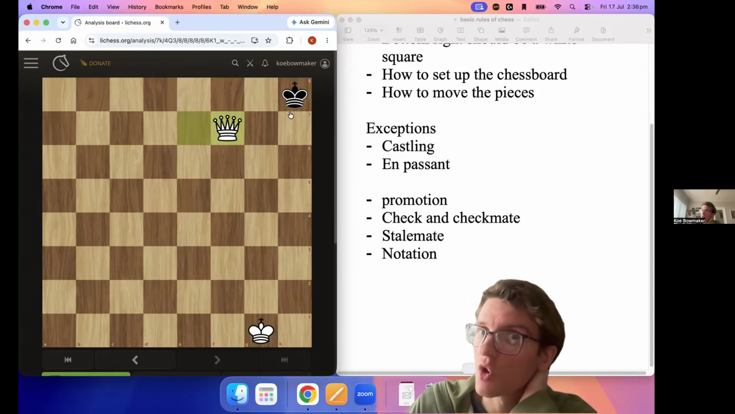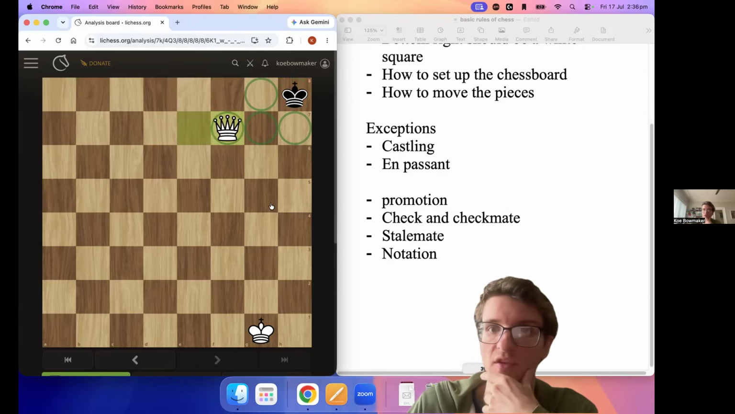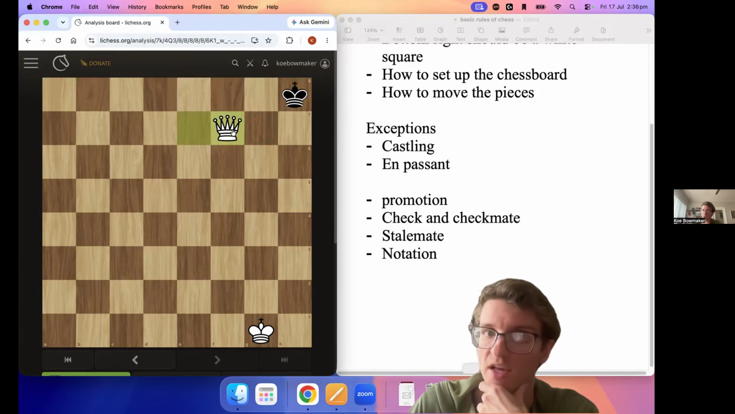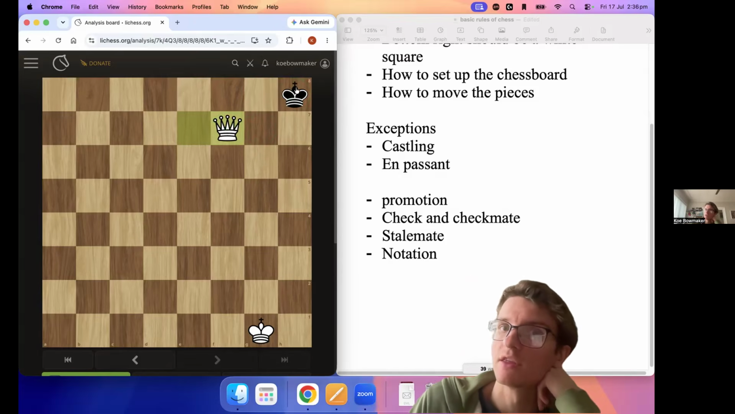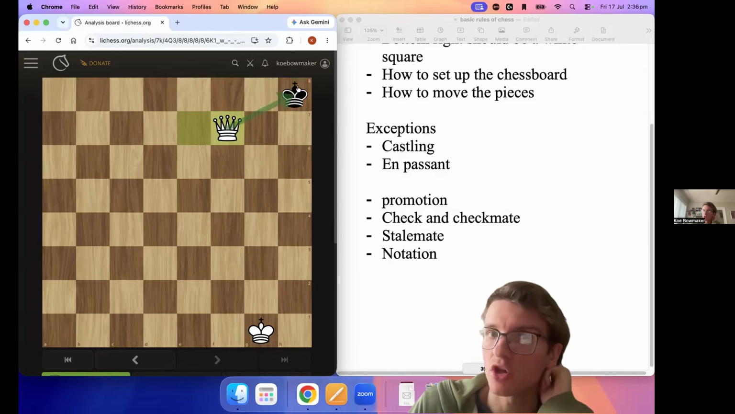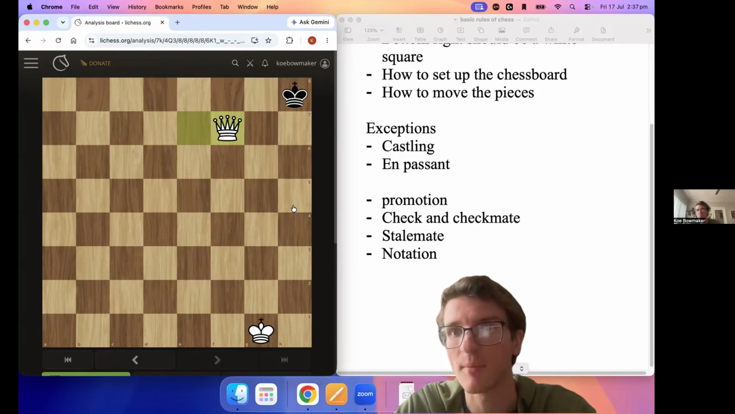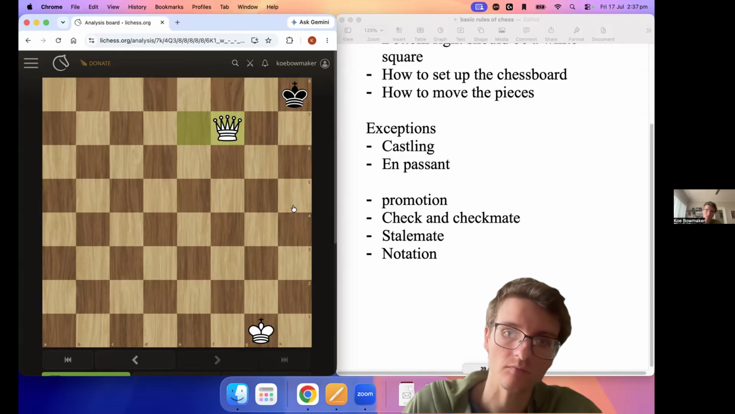But this black king has nowhere to move. If it moved here, the queen would take. If it moved here, the queen would take. If it moved here, the queen would take. Those are the only three squares the king can possibly move to, but the queen is here, and it's blocking the king from coming to all these squares. But it's not a check. There's no alignment here. So this is what we call stalemate because it's not check, but black cannot make any moves. So stalemate ends up in a draw.